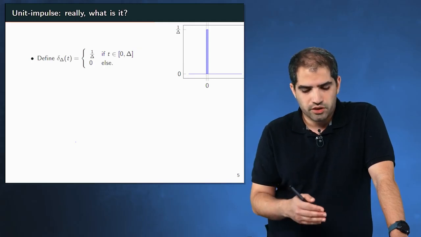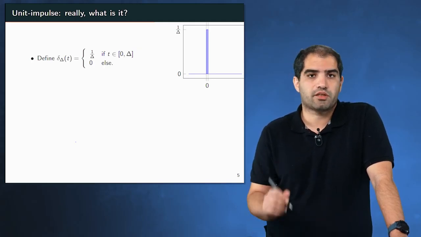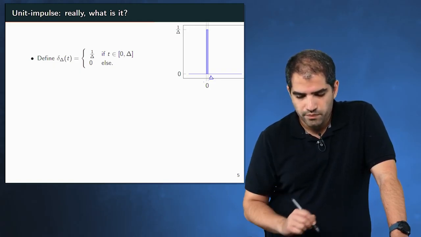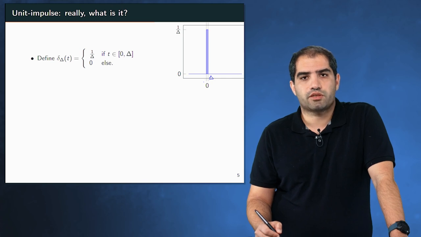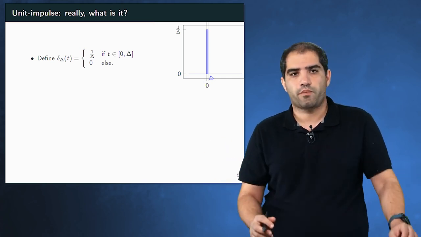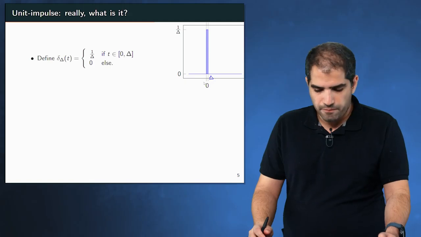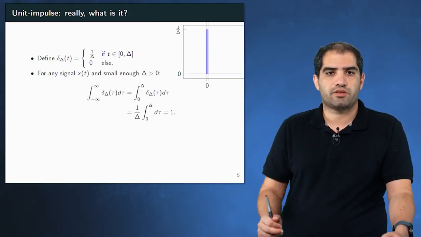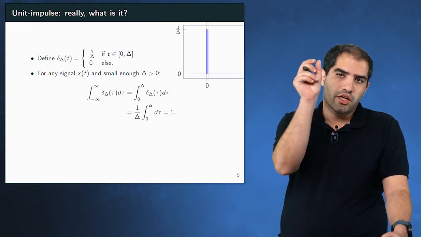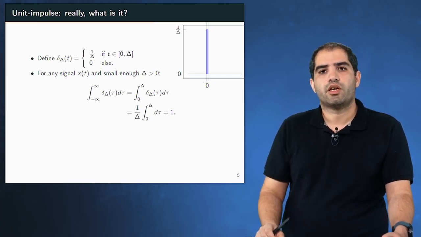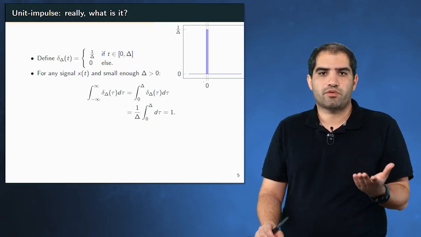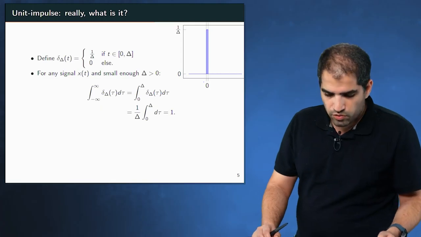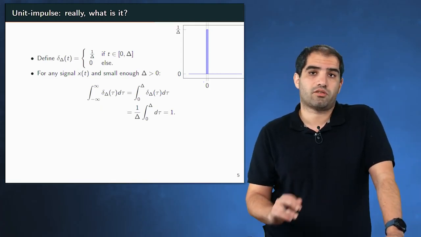And we define this delta_Δ(t) to be 1 over capital Δ when t is between 0 and Δ, and its height to be 1 over Δ, and elsewhere it is 0. As you can see, the integral of this delta_Δ is just the height of this narrow pulse times its width. The height is 1 over Δ, the width is Δ, so the whole area is going to be 1. So no matter how small this Δ is, this integral is going to be 1.